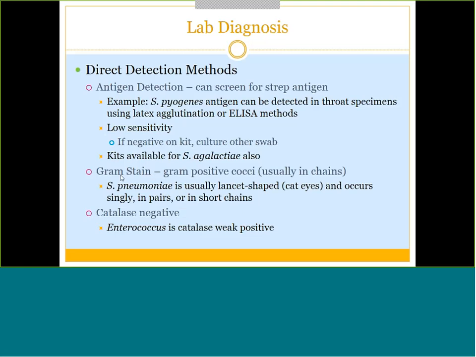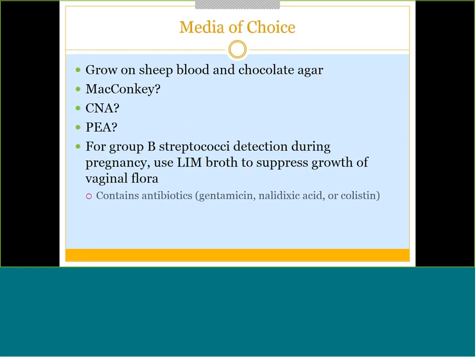Again, you're going to see all gram-positive cocci with strep and enterococci. They're typically in chains. Again, Strep pneumoniae is usually that lancet or cat eye shape in pairs. After you see the gram-positive cocci, you're going to catalase test it. It is catalase negative. Just a reminder, Enterococcus once in a while might show a very weak catalase positive reaction.